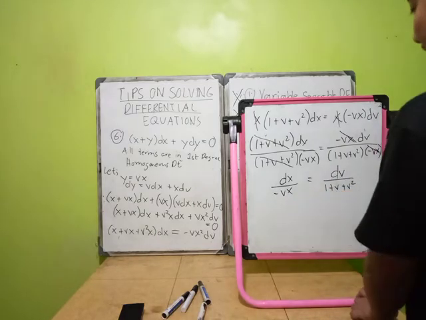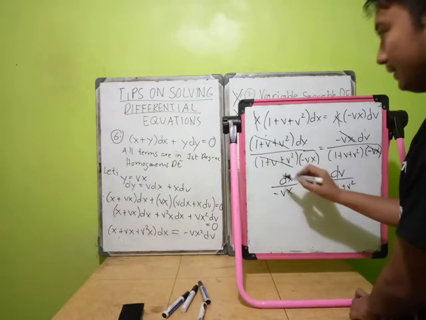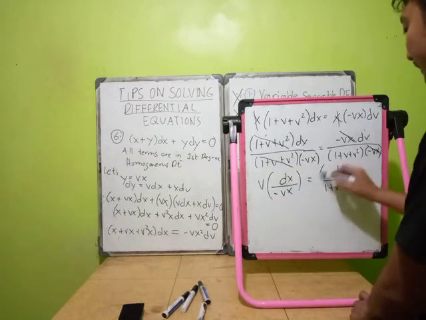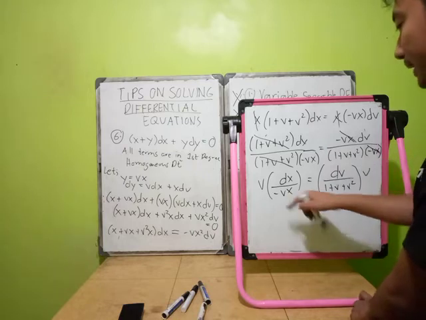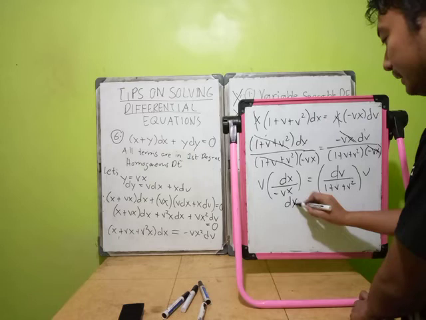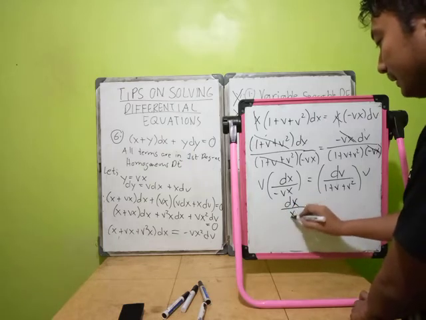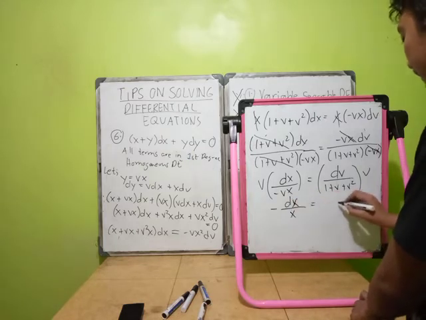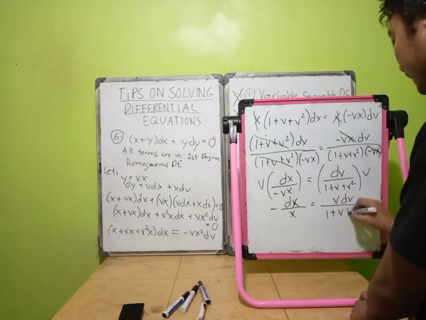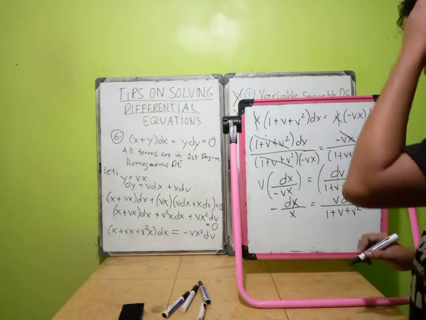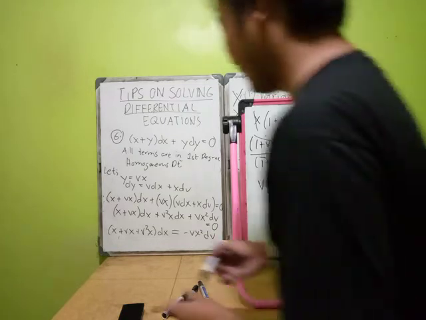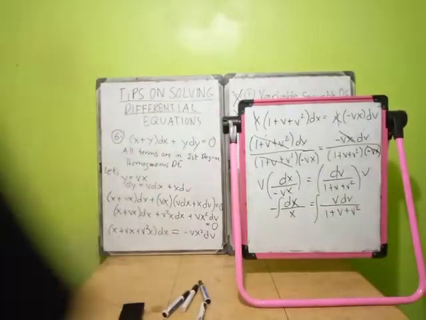Okay? So, yung gagawin ko is i-multiply ko ito by v. I-multiply ko din to by v para mawala itong v dito sa kabila. So, magiging dx over x negative is equal to v dv over 1 plus v squared. Okay? So, therefore, pwede ko na siyang ma-integrate. Sana nasundan nyo yung process.